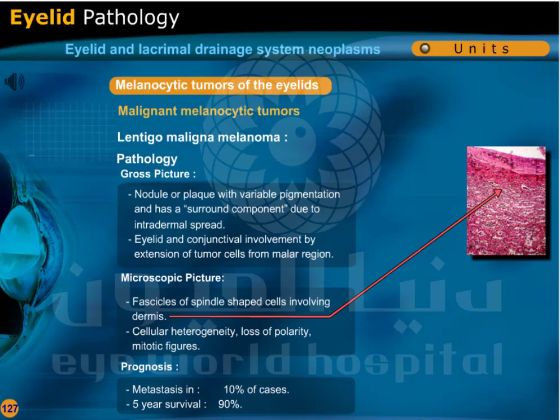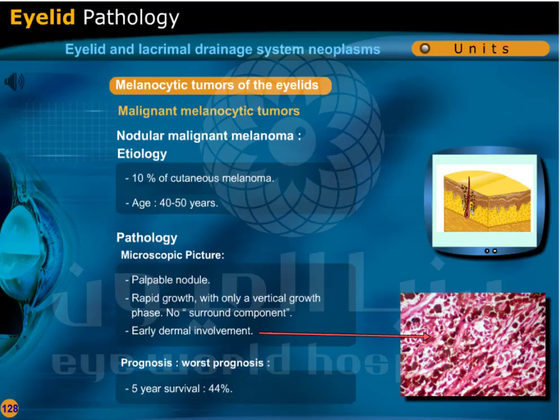Microscopically, there are fascicles of spindle-shaped cells involving the dermis. There is cellular heterogeneity, loss of polarity, and mitotic figures. Lentigo maligna melanoma metastasizes in 10% of cases, and the 5-year survival rate is 90%.